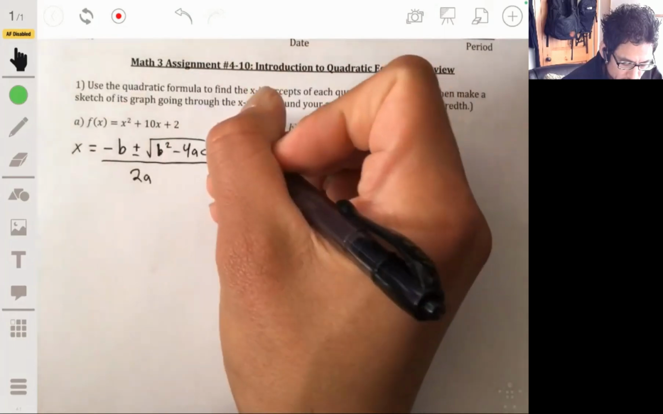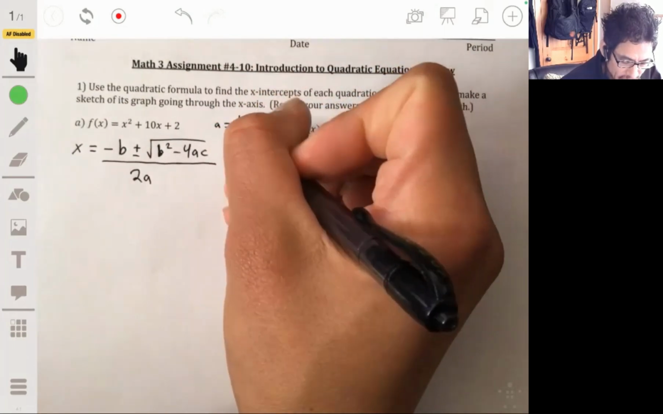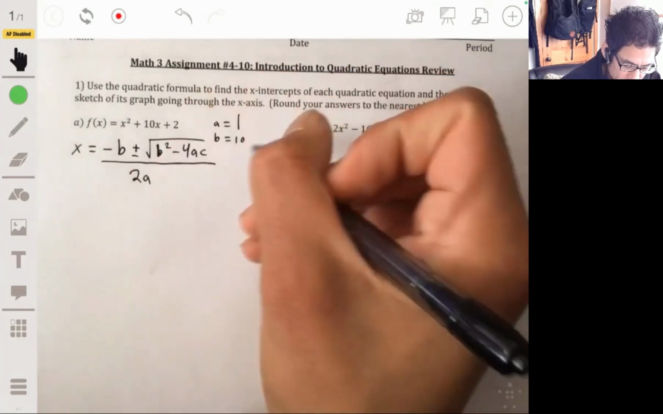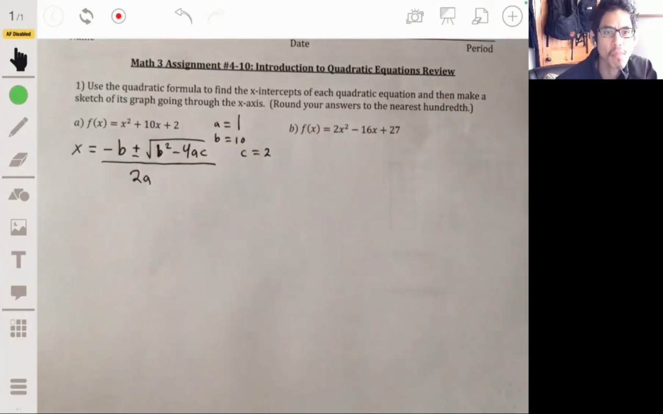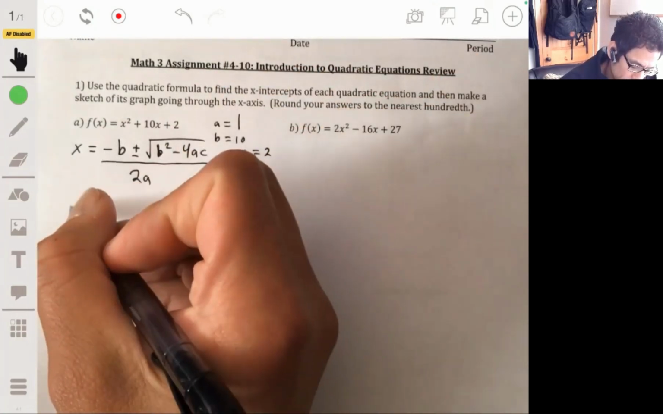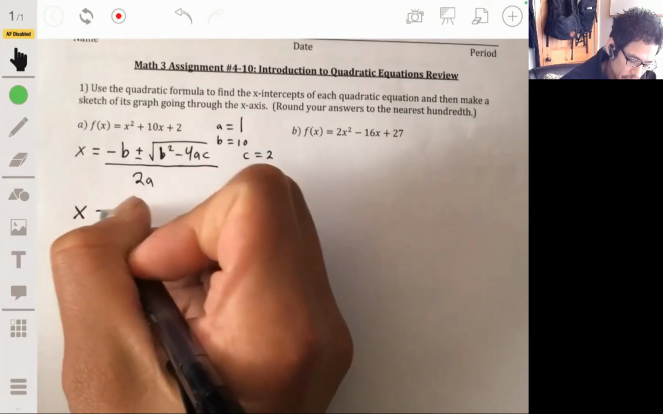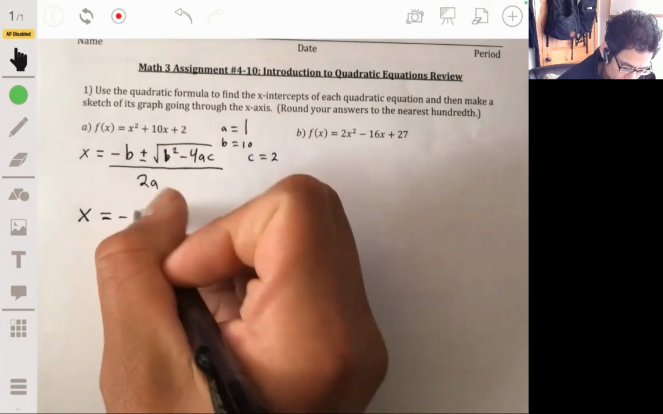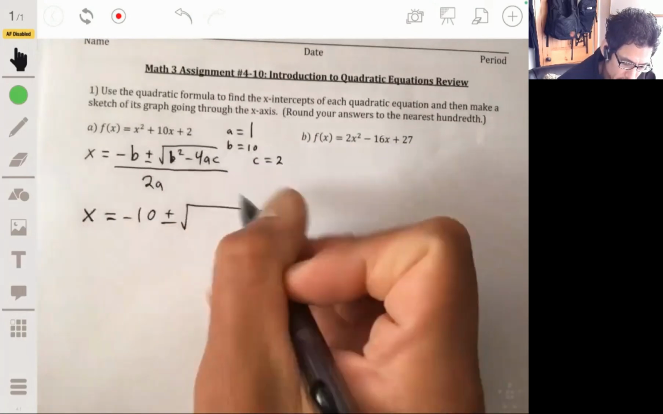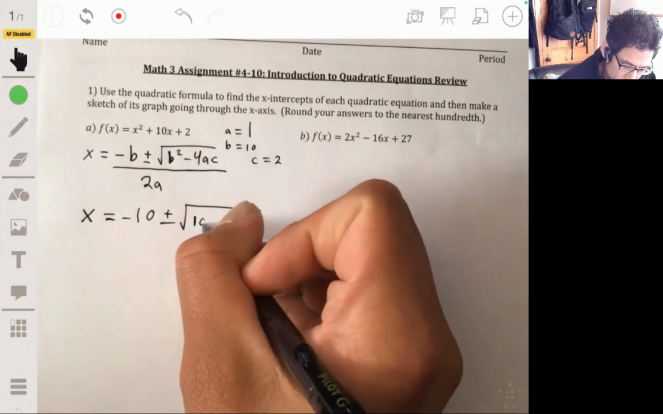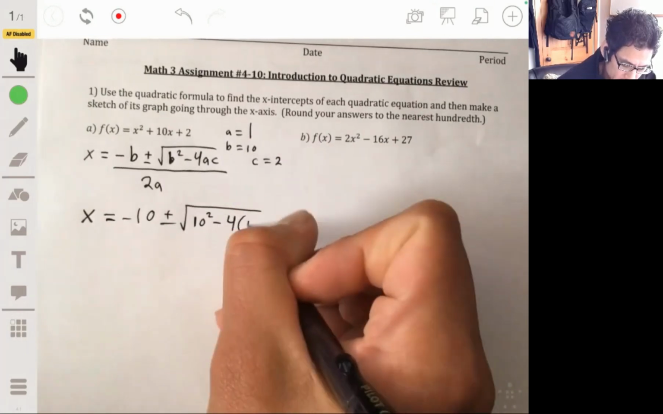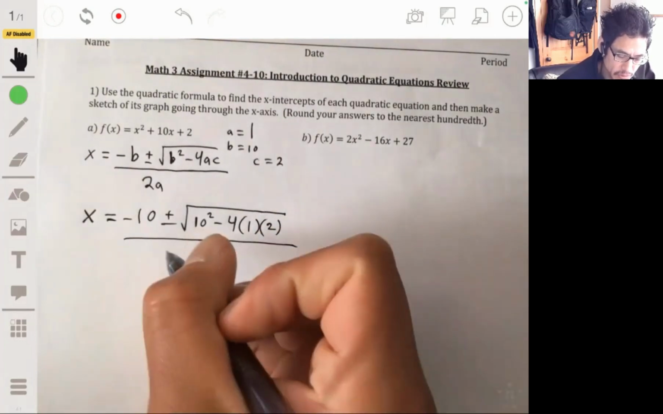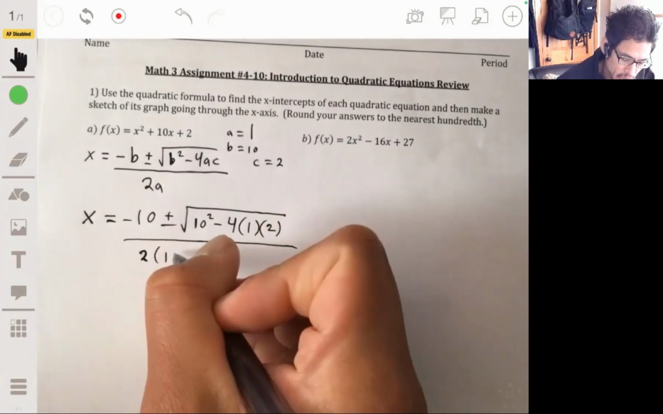So the a here is 1, because that's the coefficient of x squared. The b is 10. And then the c is 2. So then our equation will be x equals negative b, or negative 10, plus minus the square root of b squared, or 10 squared, minus 4 times a, which is 1, times c, which is 2, all over 2 times a, which is 2 times 1.